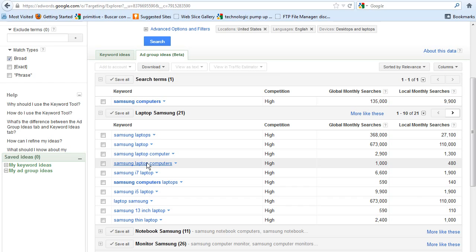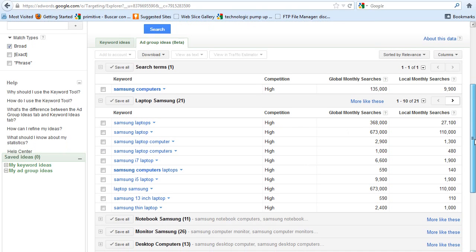Samsung i7 laptops, so people are getting specific. They want the i7s and the i5s, which are better processors. So you can put those as keywords to help you get the people searching for these things, because there's 9,000-10,000 here. What was the other one? 6,000 here, 2,000 locally. People are searching for the specific computers, so if you have them for sale, you might want to use those keywords because there's people looking for them.